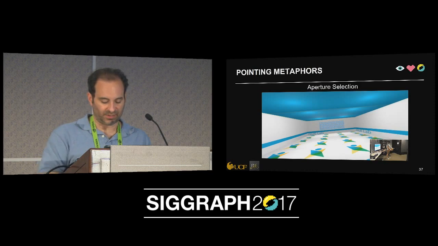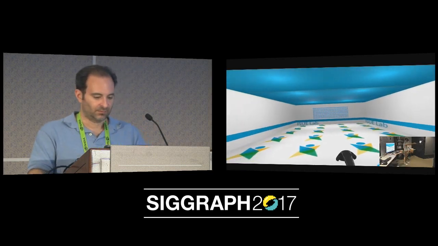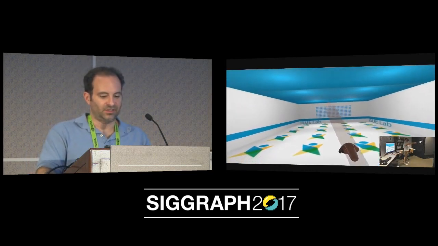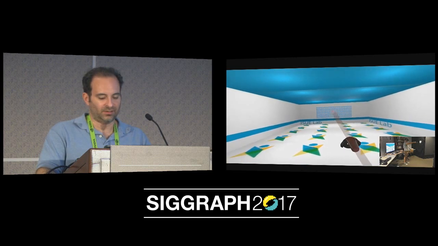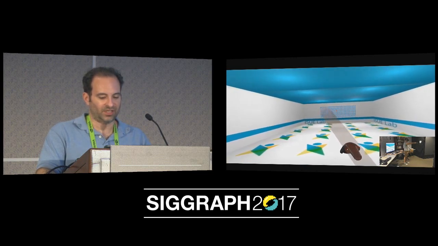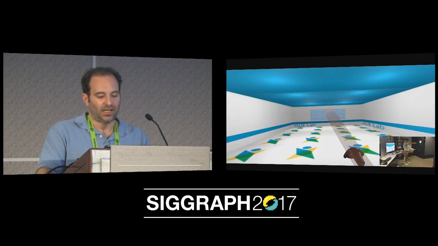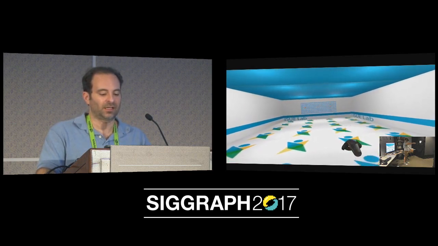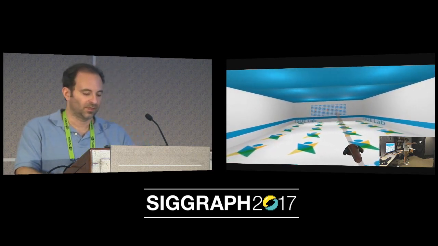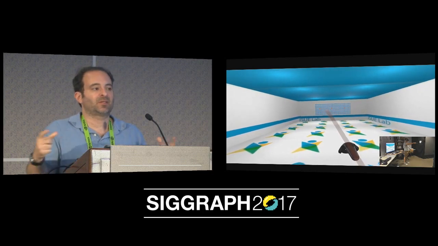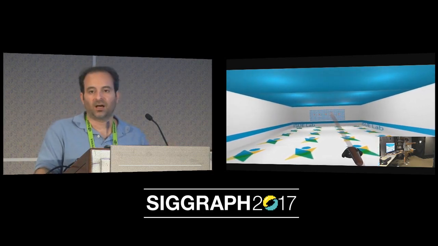And here's aperture selection. You can see the selection aperture is changing. He's changing it dynamically depending on how he feels comfortable in actually doing the selection. Sometimes he may need a small aperture, sometimes he may need a large aperture. It depends on the situation.